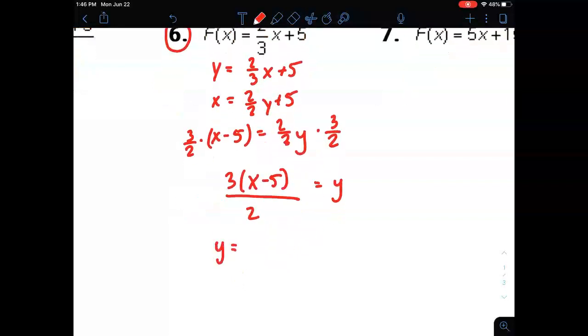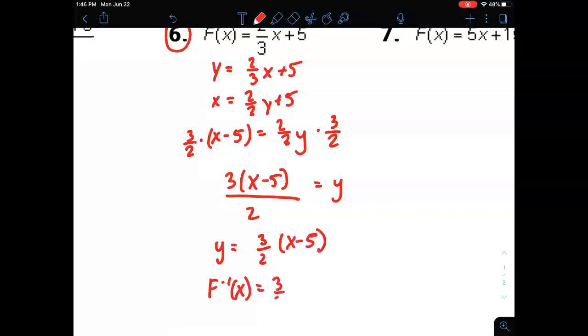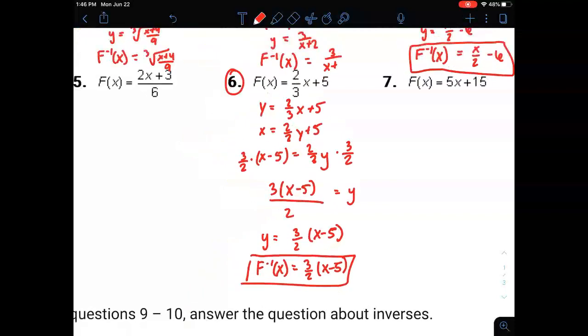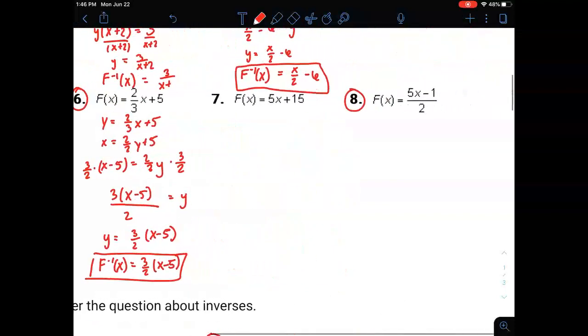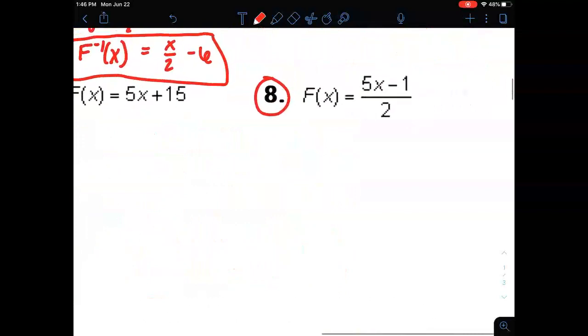And we could flip the y's. And what we can do is we can just write 3/2 x minus 5. Okay, so then last step, replace with function of x equals 3/2 x minus 5. There's our final answer. All right, and then one more problem here.